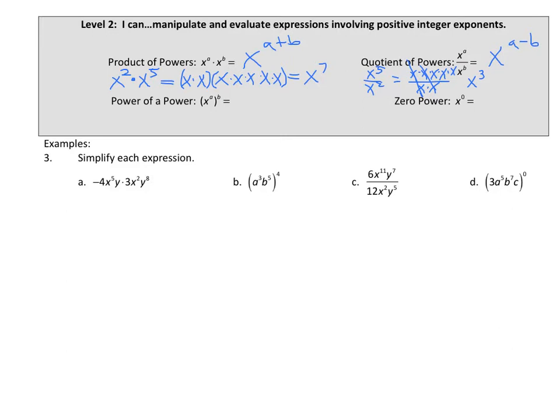The next rule is the power of a power, and when you raise a power to another power, you multiply the exponents. So this would be x to the a times b power.